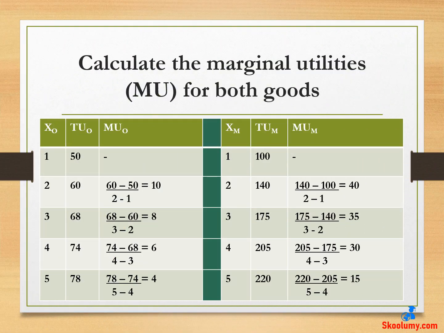The first step is to calculate the marginal utilities for both goods. Marginal utility, which is the satisfaction derived from consuming an additional unit of a good, is computed from the following formula: change in total utility divided by change in quantity, that is the current total utility minus the previous total utility divided by the current quantity minus the previous quantity. The first marginal utility is dash because there is no previous total utility. For 2 oranges, marginal utility is 60 minus 50, divided by 2 minus 1. The answer is 10. For 3 oranges, marginal utility is 68 minus 60 over 3 minus 2, that is 8. The table is completed in the same way.